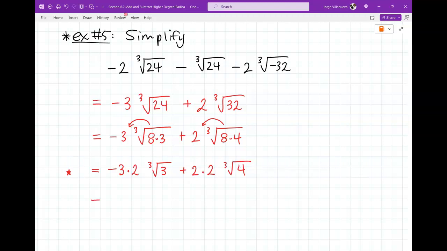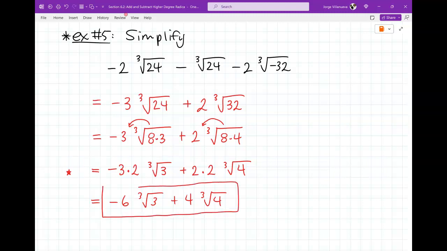So if you skip that step, it should look like this. Negative 6 cubed root of 3 plus 4 cubed root of 4. Can I simplify the cubed root of 3 or the cubed root of 4 anymore? No. If it was a square root, I could do the square root of 4. That'd be fine. But there's a cubed root. So I'm done. That's the end of this problem. Okay? So that's where I'm going to stop.